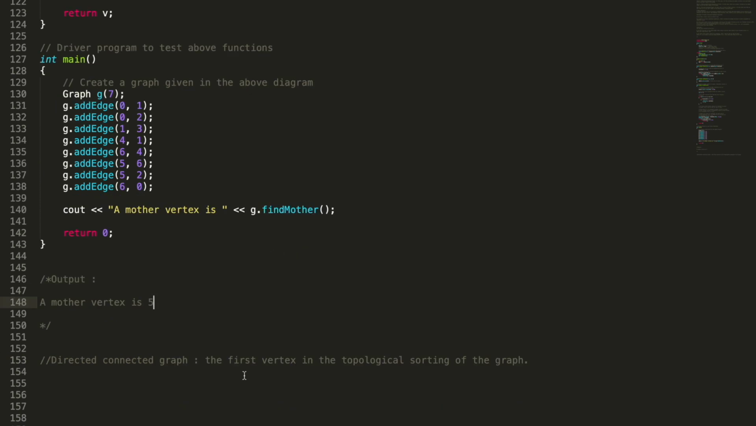There is yet one more way to find the mother vertex. You can do a topological sorting of the graph, because in topological sorting also we actually sort the graph using the finishing order only. So the idea is that you're going to use a stack there, and the first vertex at the top of the stack that you get will be your mother vertex. So even that concept can be used for solving such type of questions.